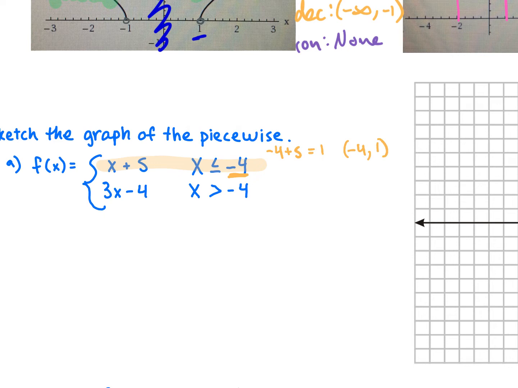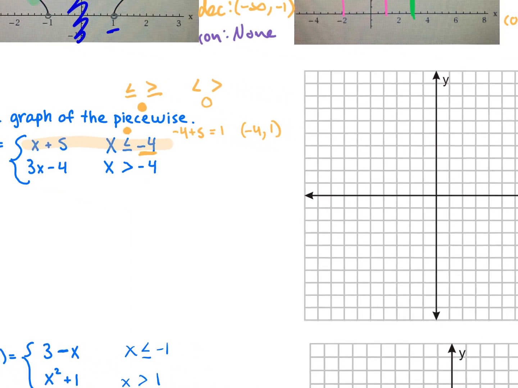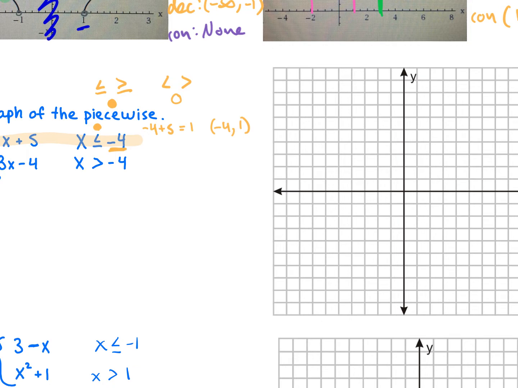And when it is a less than or equal to or greater than or equal to, we put a closed circle. If it was just less than or greater than, we would put an open circle. So at this point, I'm going to put a closed circle because it has that equal to. So I'm going to go to the left to -4 and go up 1 and put a closed circle.